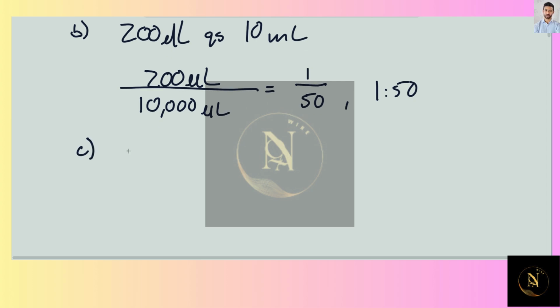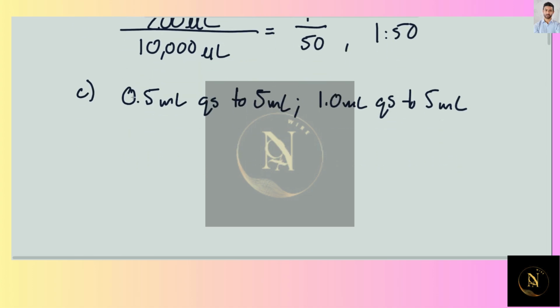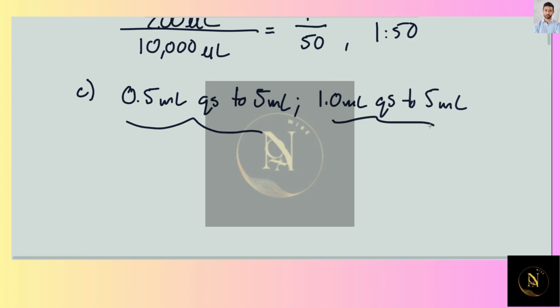Okay, next we've got 0.5 milliliters, QS, to 5 mils. Then we're going to take 1 mil of this, QS, to 5 mils. Okay. So in this case, we're going to do what we did just above, and then we're going to multiply the results. Whatever fractions we get out, we're going to multiply them. So I'll show you what I mean.